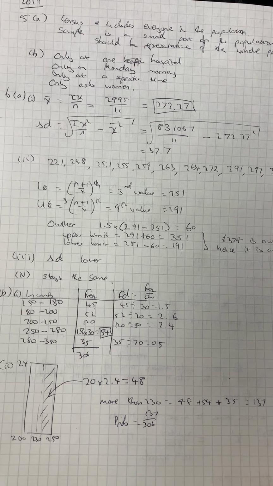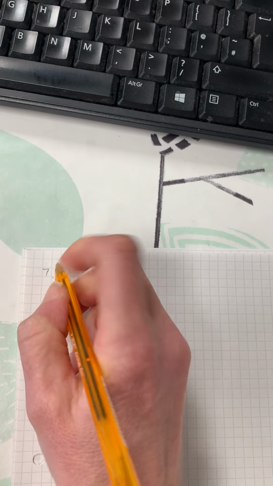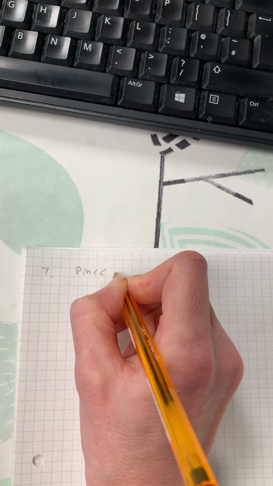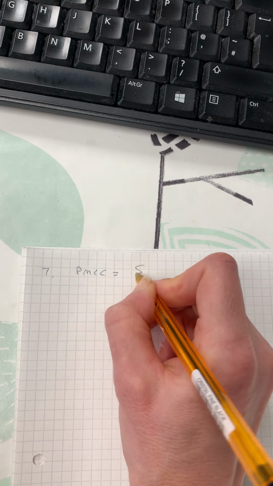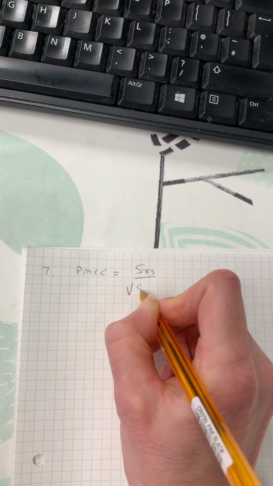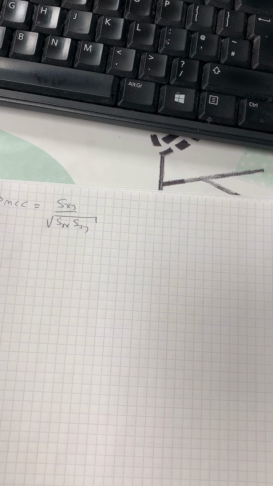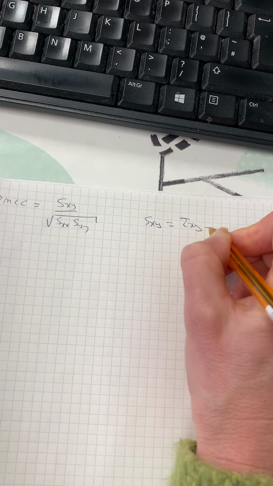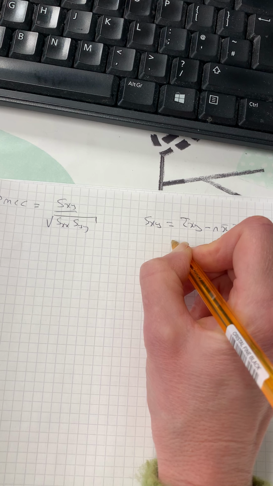Okay, and also from this paper we are going to do question 7. That's a PMCC, which is number crunching. PMCC is SXY over the square root of SXX times SYY. So we'll go over to the side to work out all the stats. So SXY is the sum of the XY's minus n times the mean of the x's times the mean of the y's.